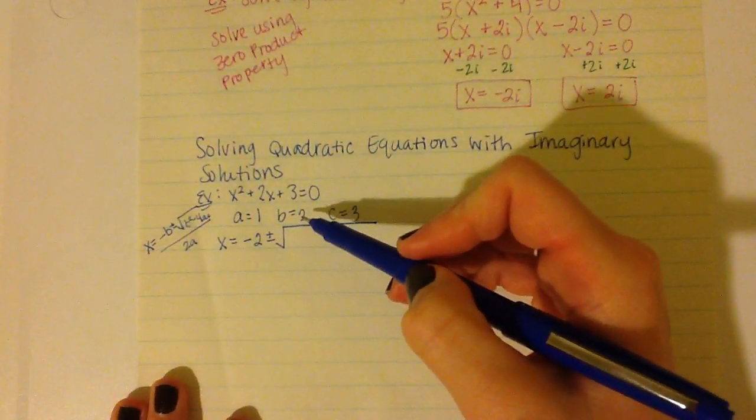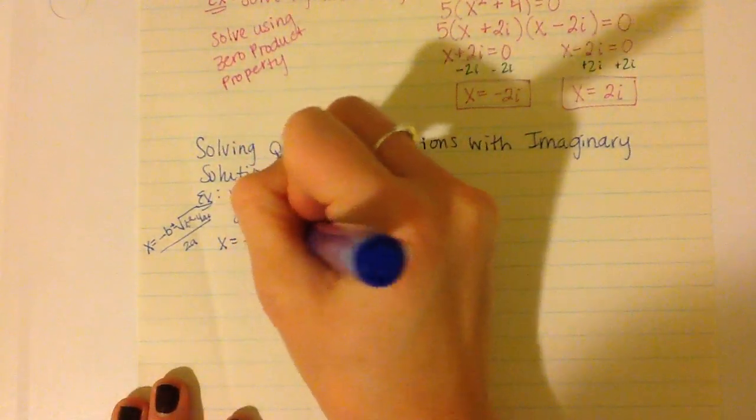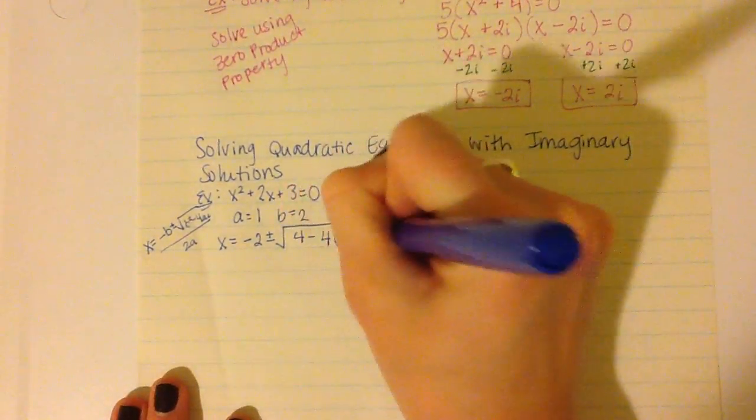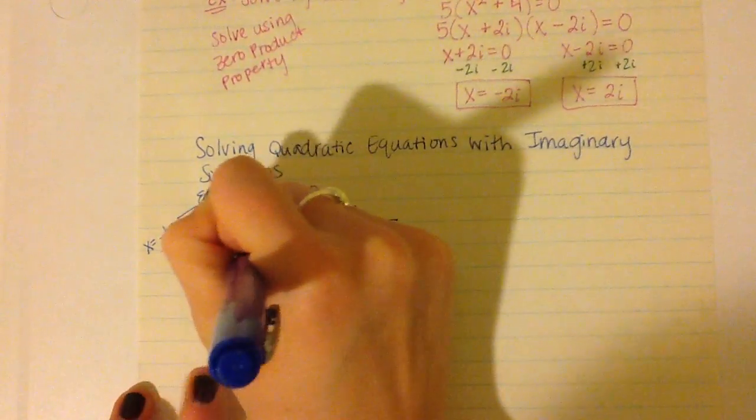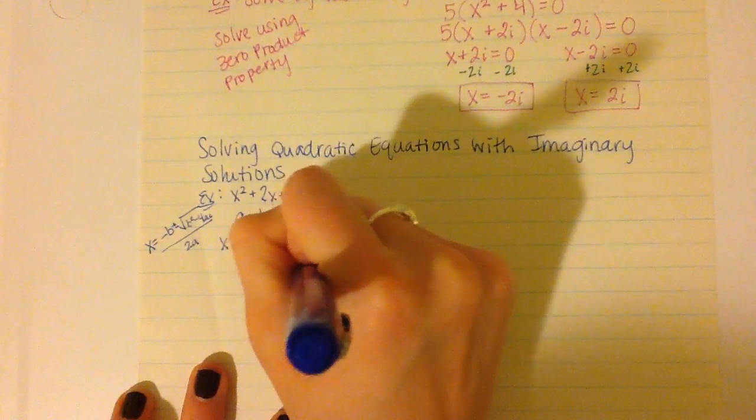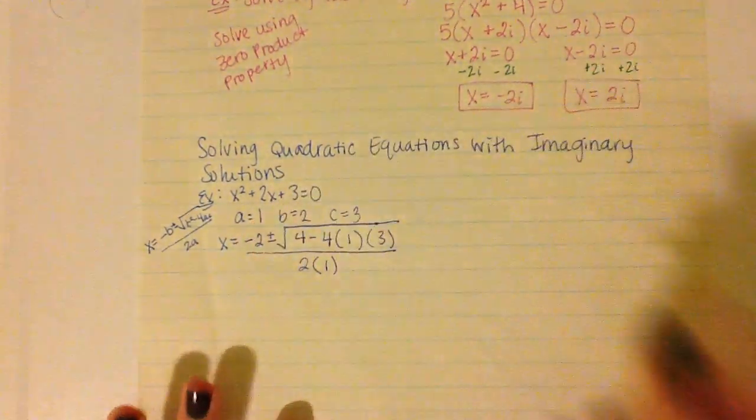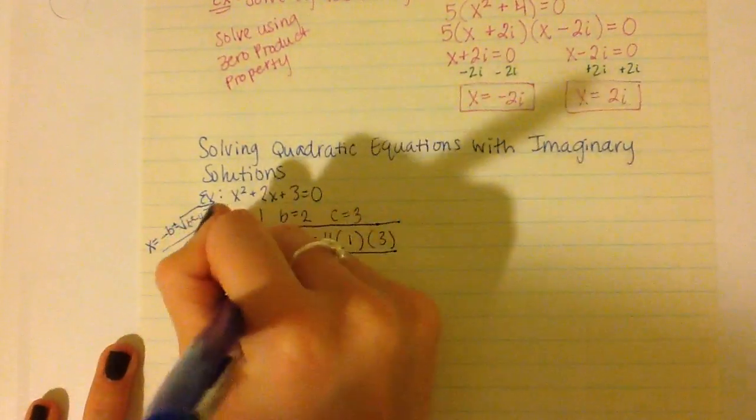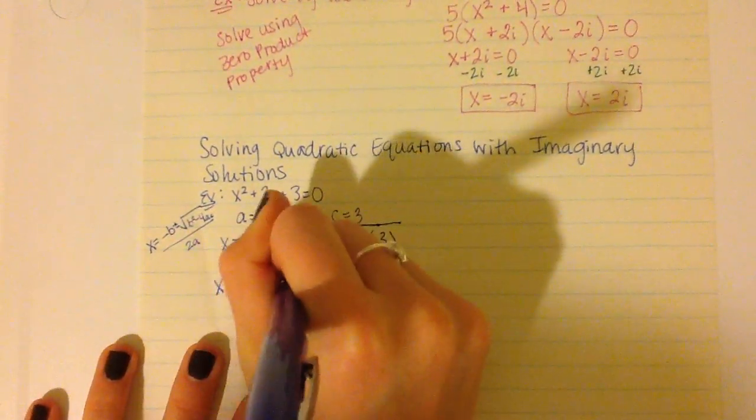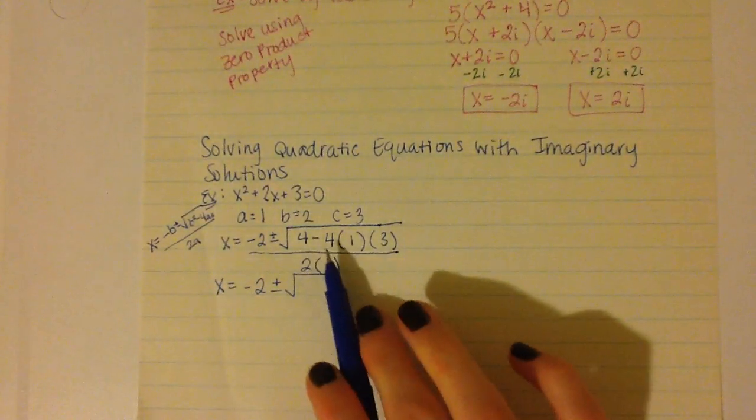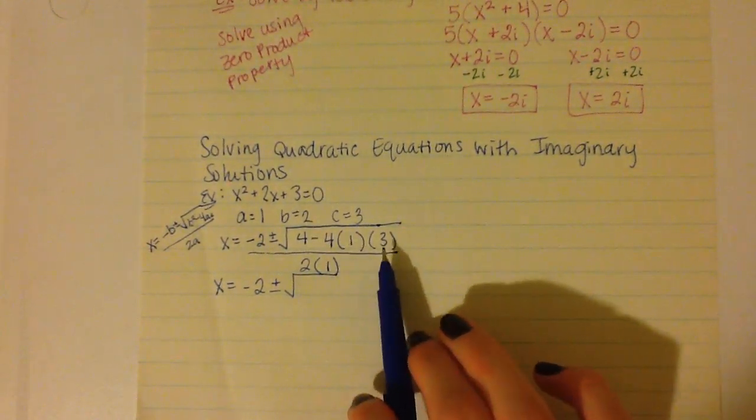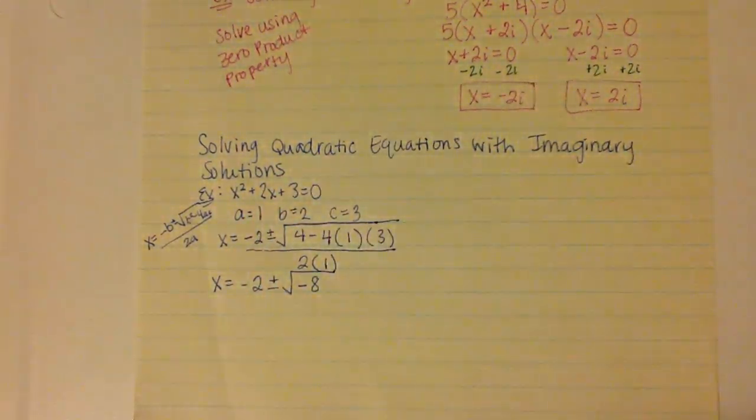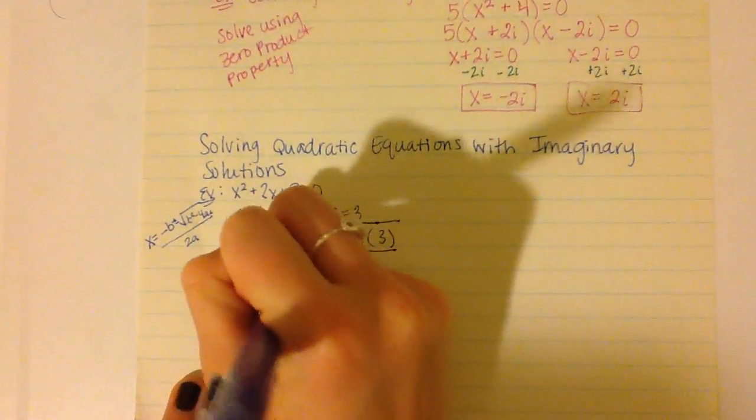B squared, which is 2 squared, which is 4, minus 4 times a, which is 1, times c, which is 3, all over 2 times a, which is 1. So we get x equals negative 2, plus or minus. So we have 4 minus 4 times 1 times 3 is 12. Well, 4 minus 12 is negative 8. And this is all over 2 times 1, which is 2.